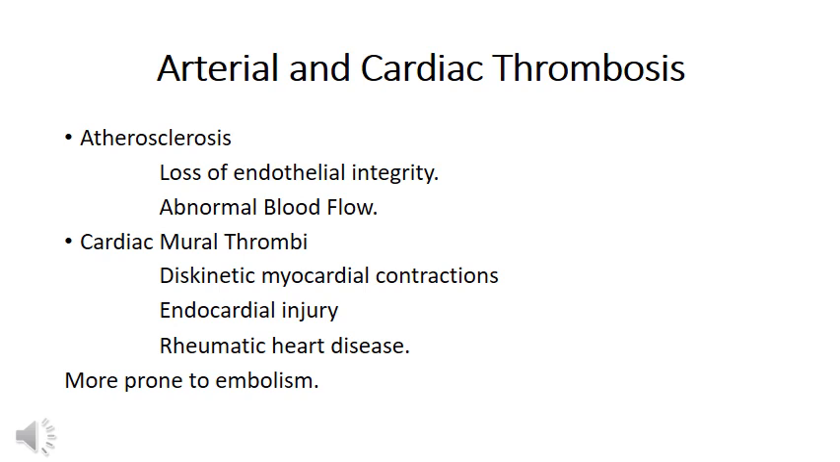Another important cause is atherosclerosis. An important condition in arterial thrombosis is atherosclerosis. In atherosclerosis, endothelial integrity usually becomes damaged, and due to damaged or abnormal blood vessels, blood flow also becomes disturbed, and abnormal blood flow occurs. Due to abnormal blood flow, we have already studied that clot formation can occur.